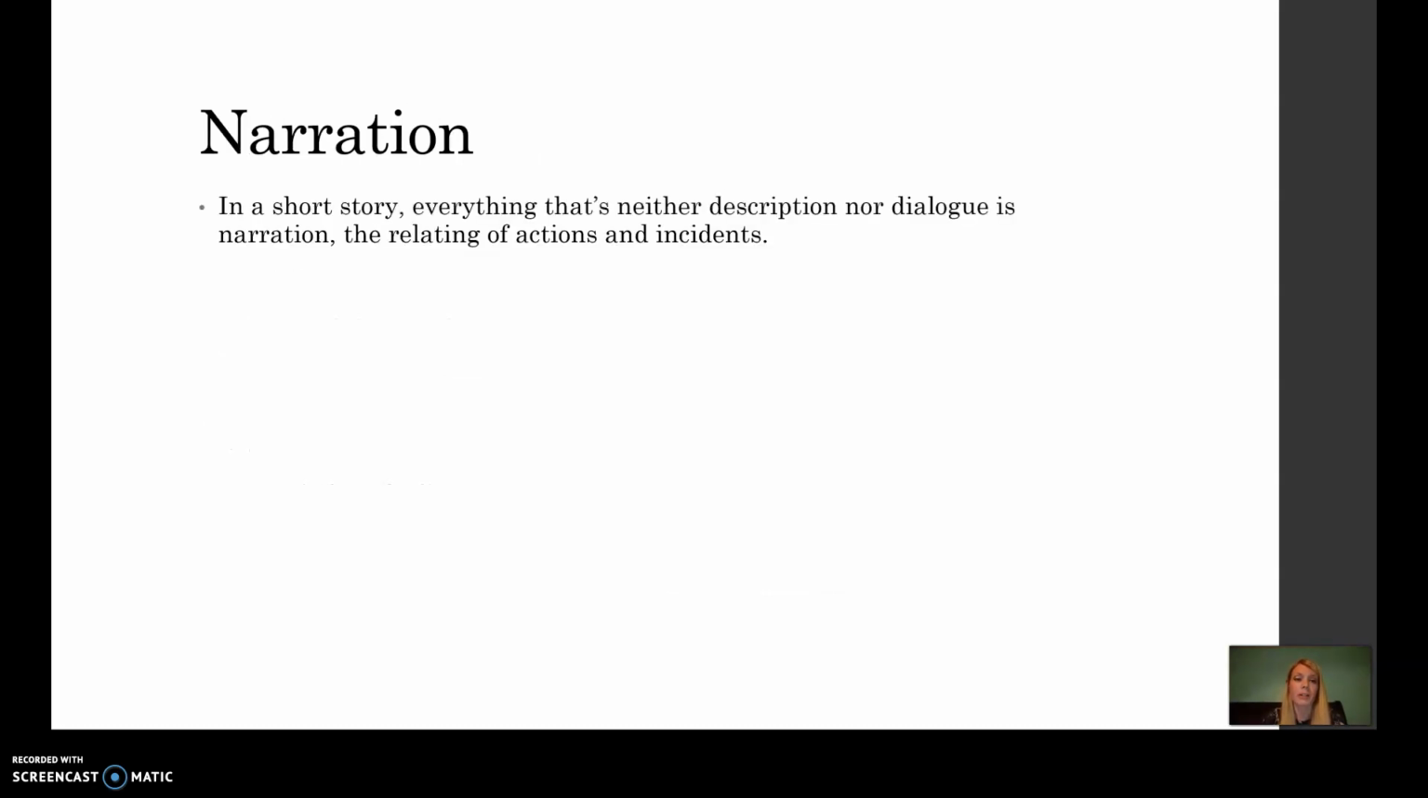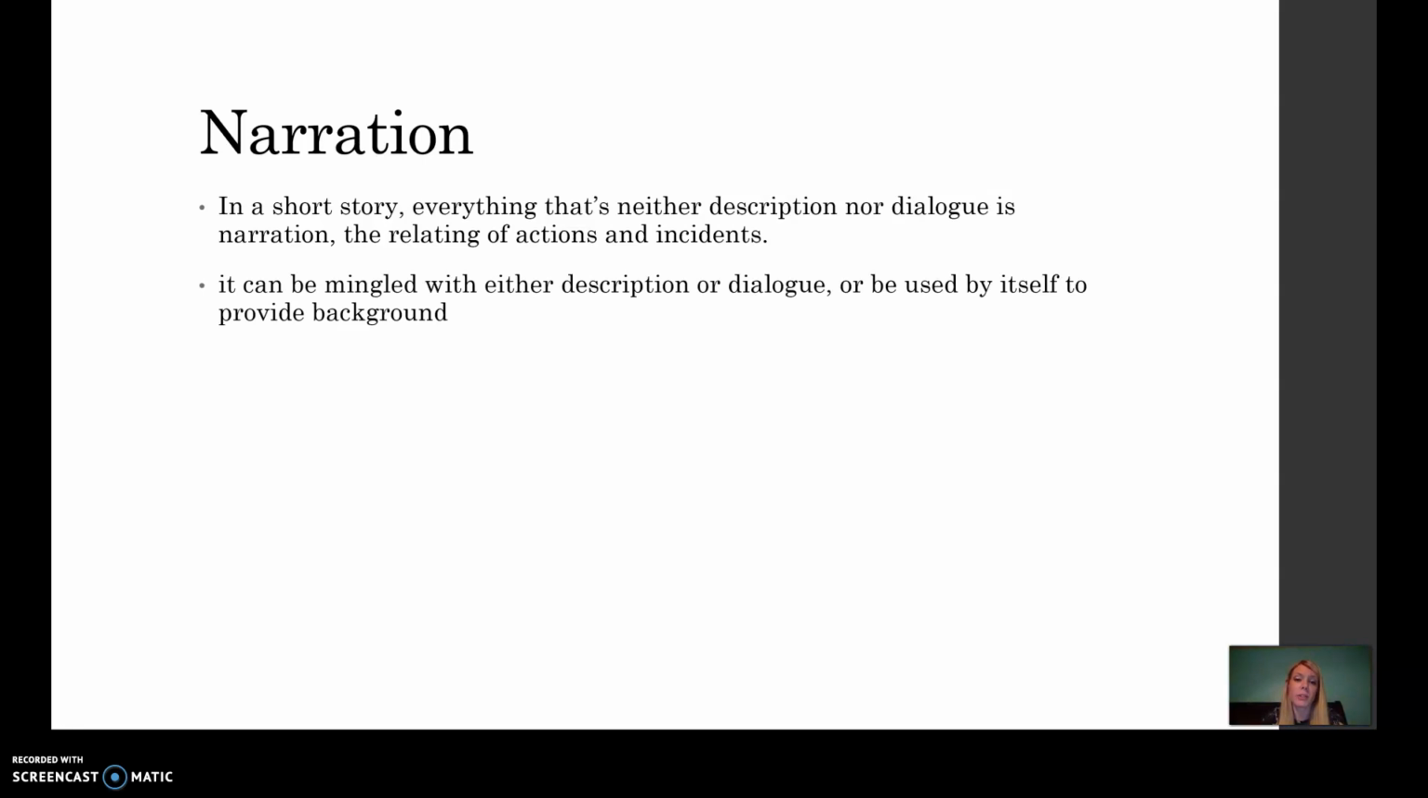All right, narration. In a short story, everything that's neither description nor dialogue is narration, the relating of actions and incidents. It can be mingled with either description or dialogue, or be used by itself to provide some background information. The author has to keep in mind the point of view and keep it consistent throughout.